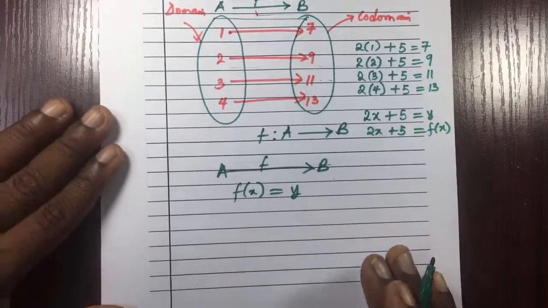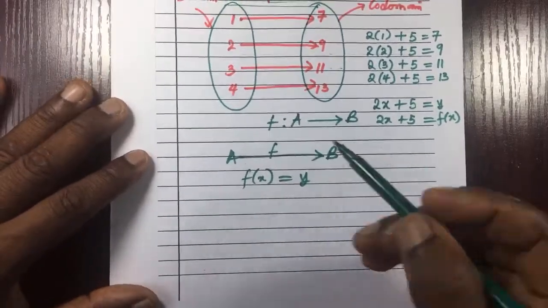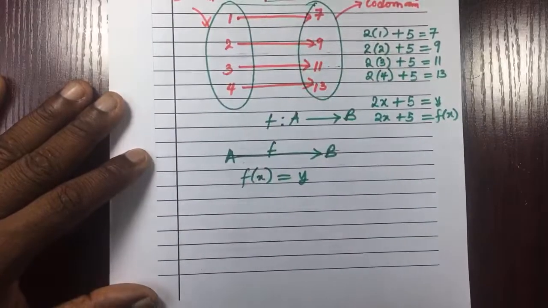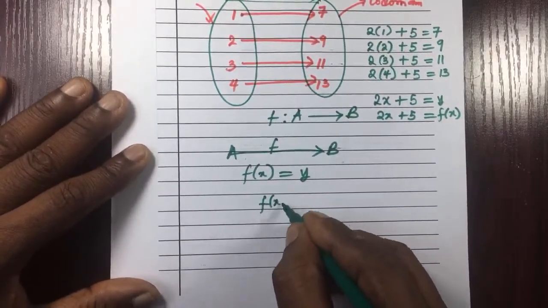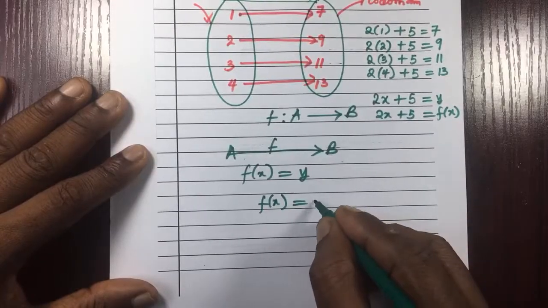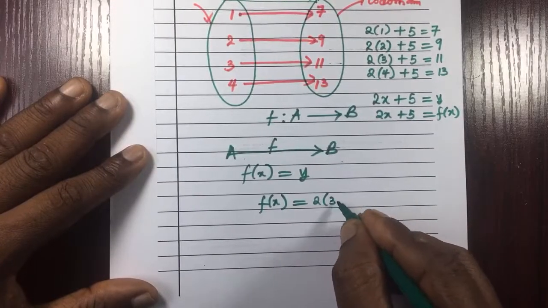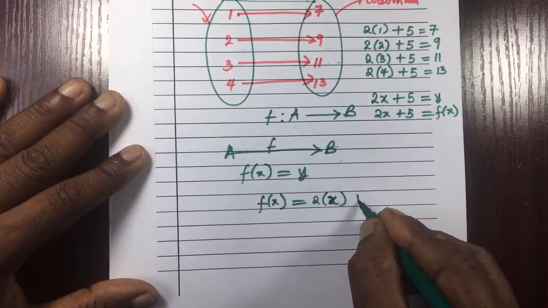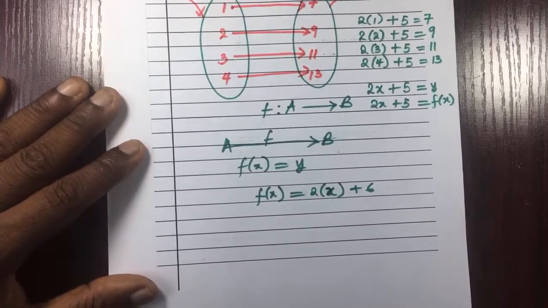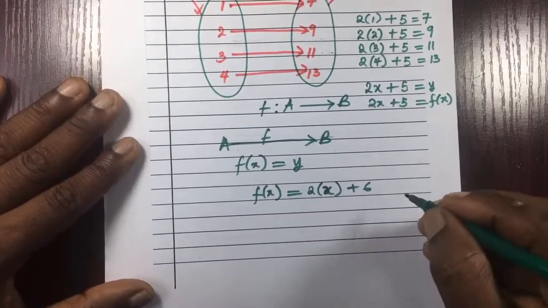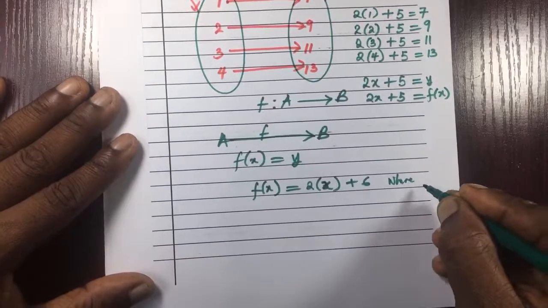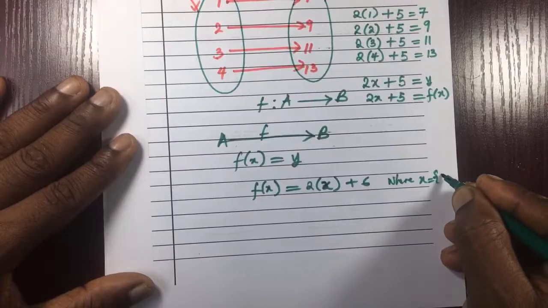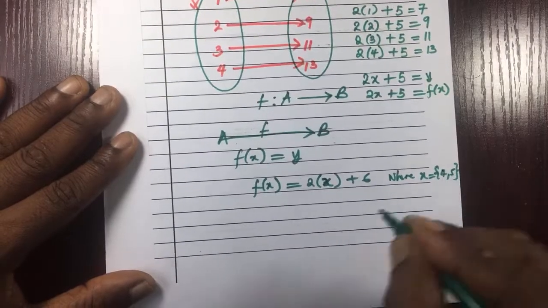Let's take another example. The same way you could have this, one could ask you to define a mapping. F of x equals 2 times 2x plus 6. Okay? So, where x contains elements 4 and 5.